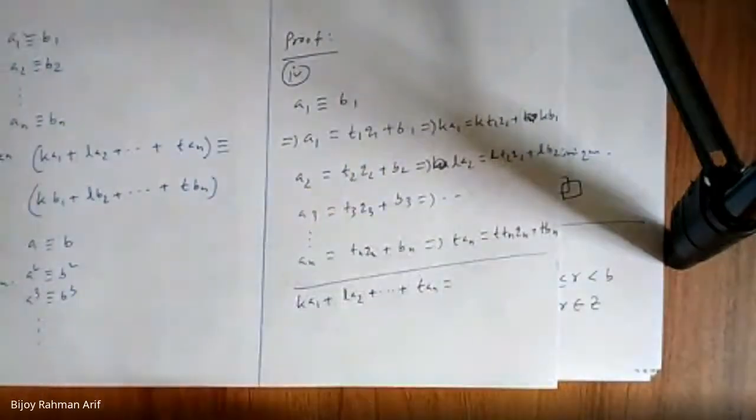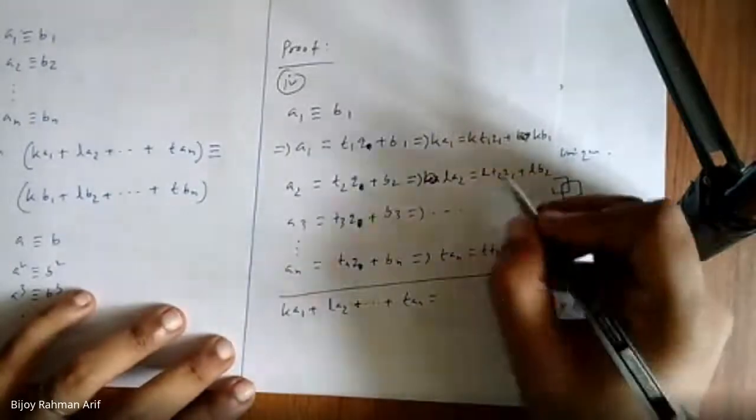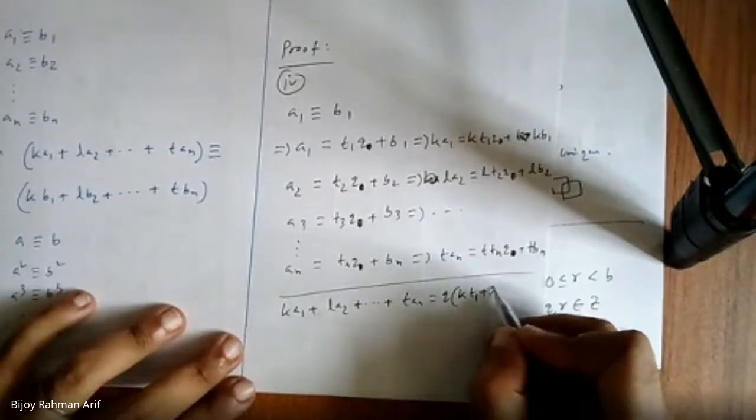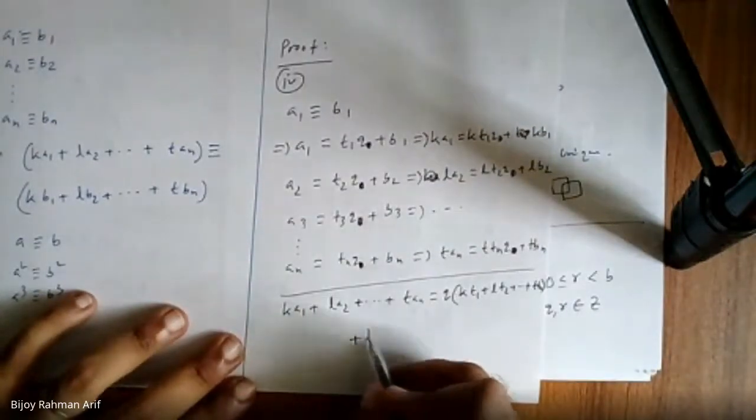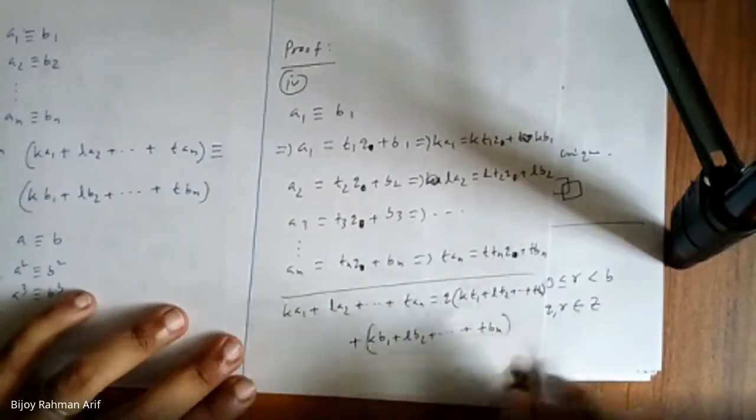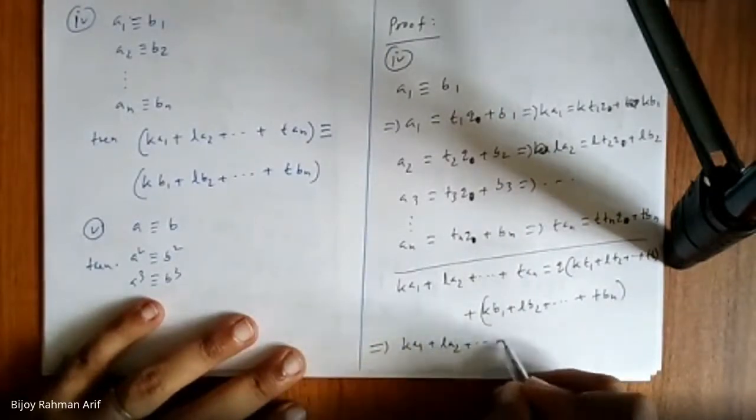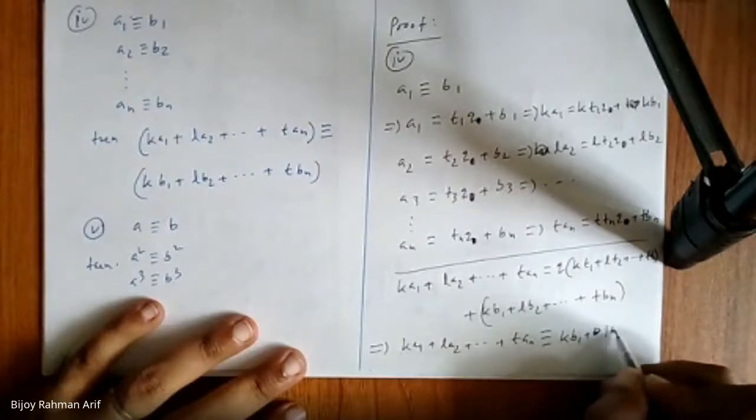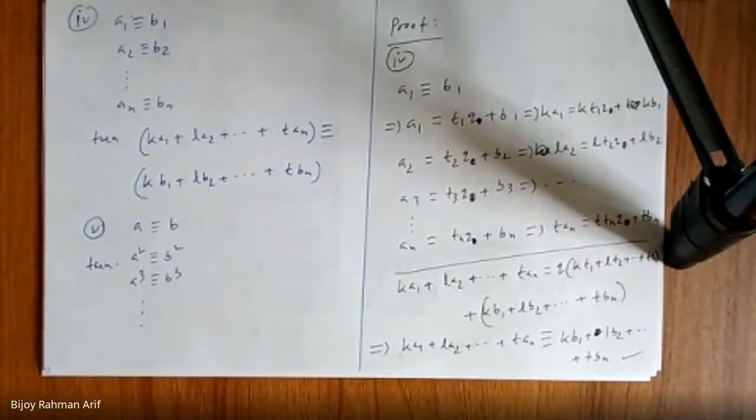Oh, I made a mistake. So it should be Q. So the same question. You can say Q times K P1 plus L P2 dot dot dot TN, plus K B1 plus L B2 dot dot dot TN. Which means nothing but, which implies KA1 plus LA2 dot dot dot TN is equivalent to K B1 plus L B2 dot dot dot. Done. Proved. Okay. Any query?